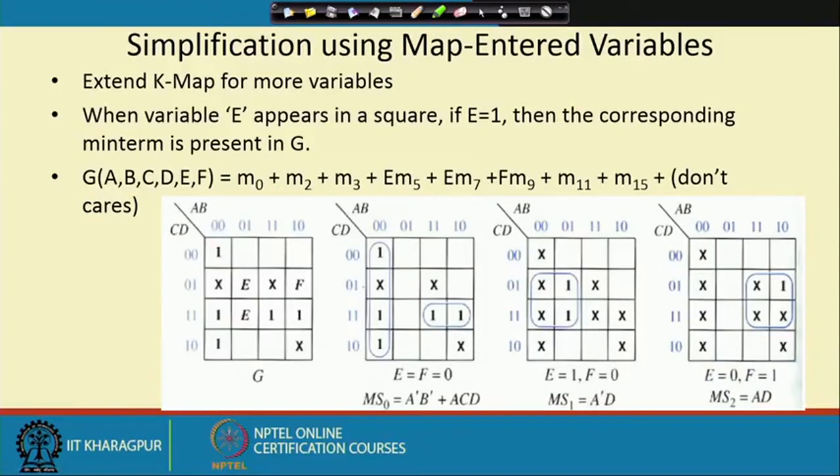Sometimes we can do this simplification using some map entered variable. If you have more number of variables, you can do that using the map entered variable concept.